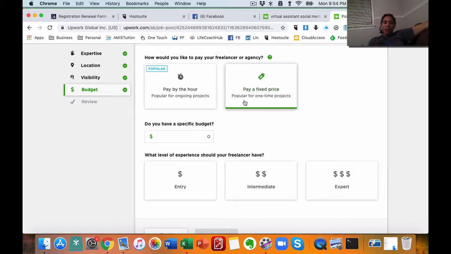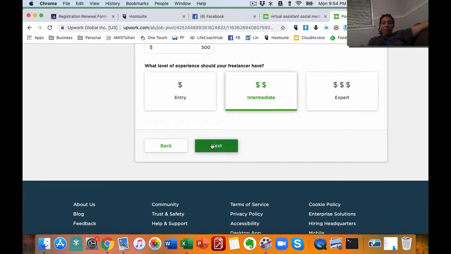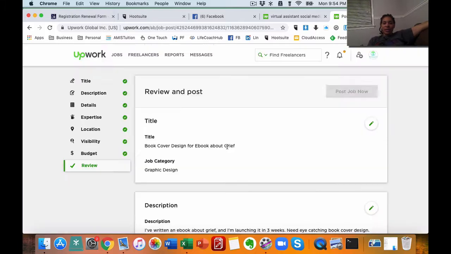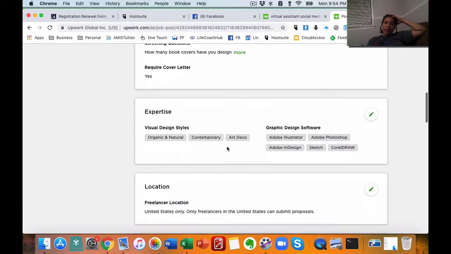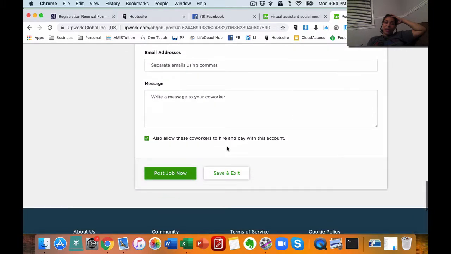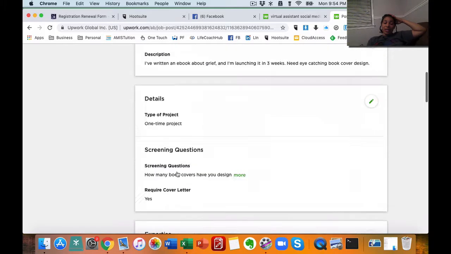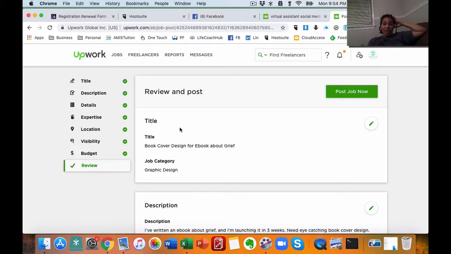So I prefer to do a fixed price, because then you can determine what your overall budget is. So maybe your overall budget is $500, and then what level of experience. I always put intermediate, because I don't want a total newbie, but I don't want to be necessarily paying out the wazoo. And so now you can review your post, all of the post, and then you can post your job. Now, I'm not going to post this job, obviously, because I don't need a book cover designer, but I wanted to kind of show you how you post.